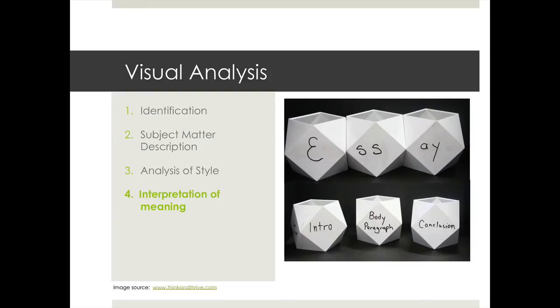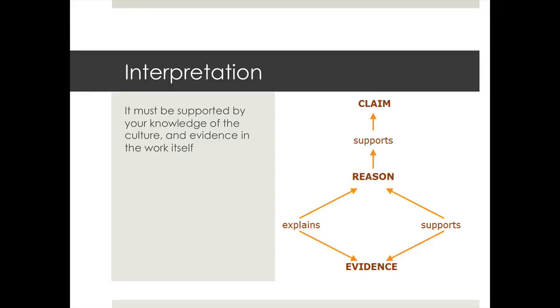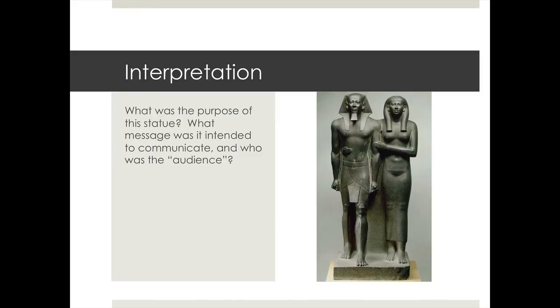The fourth and final step in a visual analysis is interpretation of meaning. Your interpretation should not just be your personal opinion. It must be supported by your knowledge of the culture and evidence within the work itself. And these are things we're going to be learning in the unit on Egyptian art.